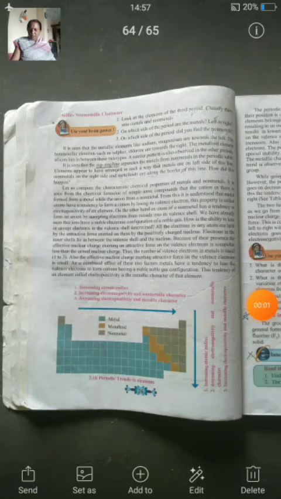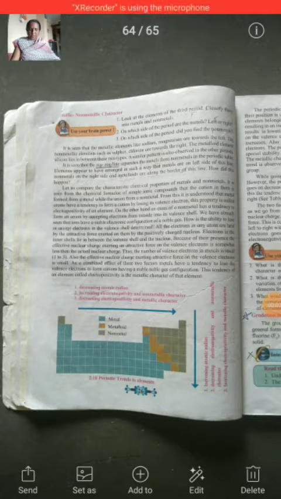In the last lecture, we saw two properties of elements, that are the valency and atomic size of the element. Now we see the next property of the element, that is the metallic and non-metallic character. See the third period of the periodic table, the elements in the third period, and classify them into metals and non-metals.